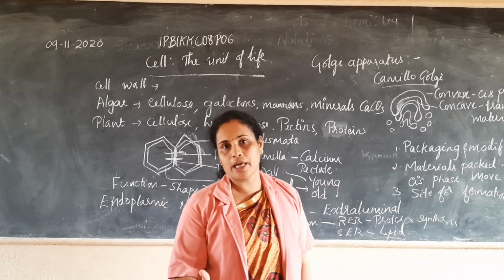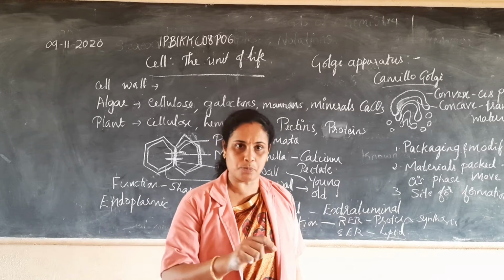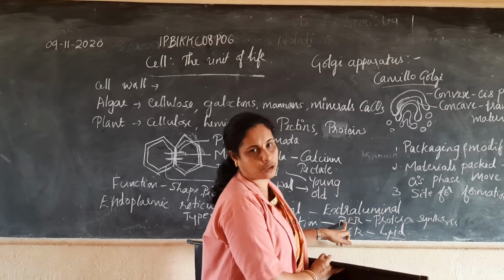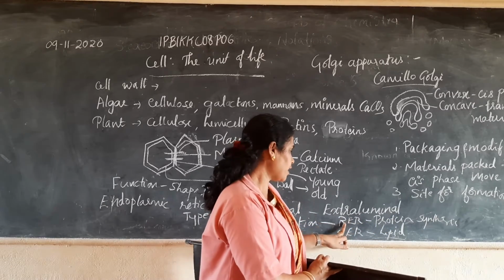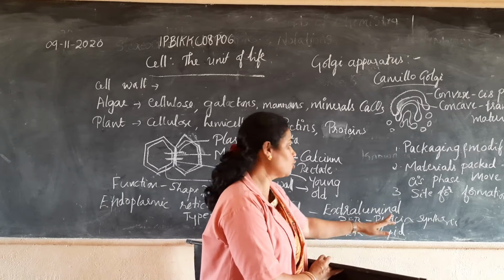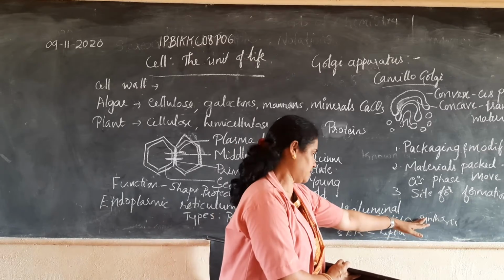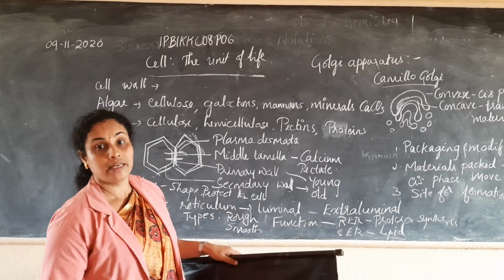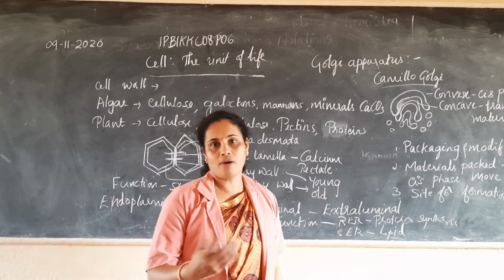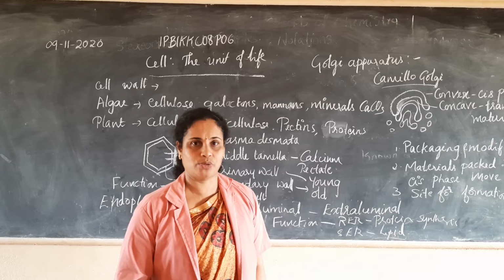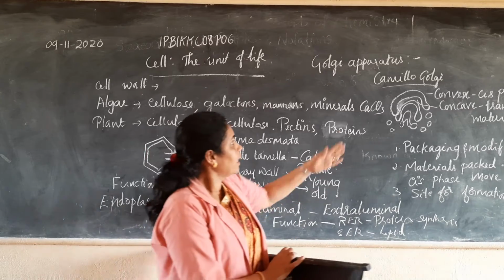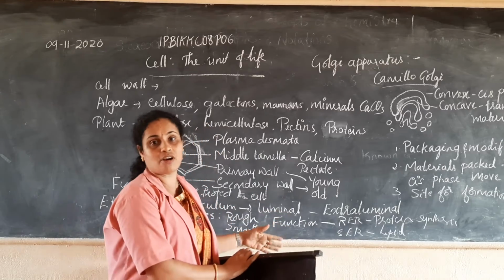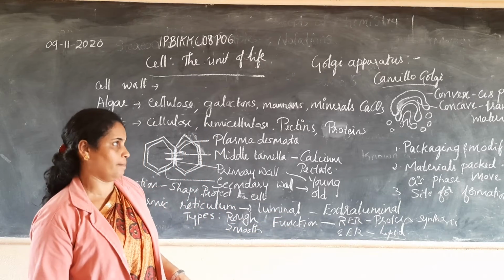So whatever is synthesized in the ribosomes is transferred to the endoplasmic reticulum. Hence, the rough endoplasmic reticulum is involved in protein synthesis, whereas the smooth endoplasmic reticulum is involved in lipid synthesis and steroidal hormones. So this is the structure and functions of the endoplasmic reticulum.